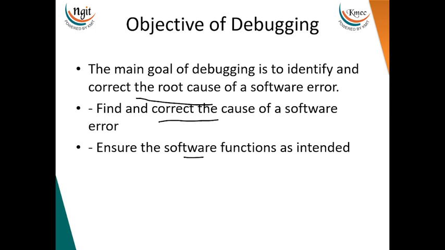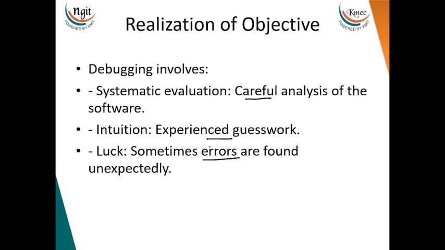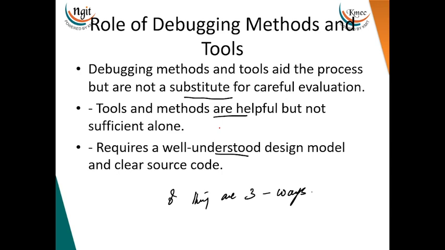Objective of debugging: the main goal of debugging is to identify and correct the root cause of a software error. Find the correct cause of the error. Debugging involves systematic evaluation, carefully analyzing the software, and also experience, guesswork, and luck sometimes. So, the role of debugging: debugging methods and tools aid the process but do not substitute for careful evaluation.